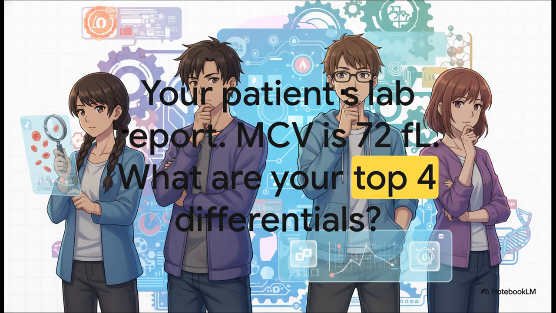Okay, so this is the classic starting point. You see MCV 72, and the options on the exam always look so similar. So how do we start thinking like an examiner? How do we separate these differentials from the get-go instead of just guessing?